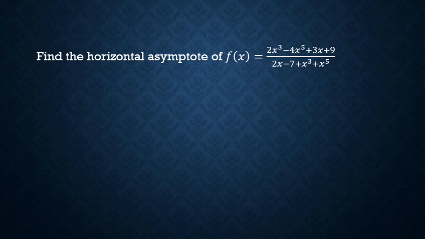So the term on the top with highest power of x is going to be that minus 4x to the fifth. The term on the bottom with highest power of x is going to be that x to the fifth there. So we need to compare powers of x here. Power on the top is 5. Power on the bottom is 5. Highest powers of x on the top and bottom are the same.